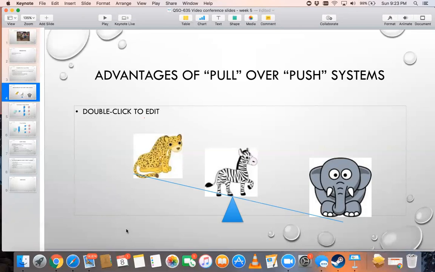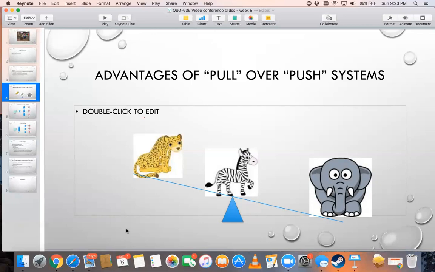Okay, so basically, we have 3 items. These animals basically refer to 3 items. We have a cheetah item, one that sells very quickly. We have a zebra item, one that sells moderately or has average sales, and an elephant item that sells very slowly. So in a push system, the cheetah items will have a high inventory due to high forecasting by the centralized decision-making system. They say, well, we move a lot of products through here, so we're going to make sure we have a lot of cheetah products in the system.